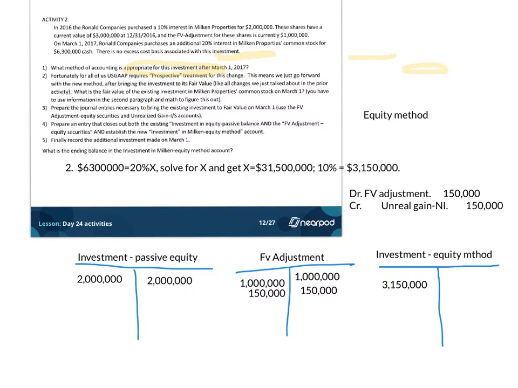There you go. So that I showed you number 4 is a journal entry. I just showed you in the T accounts what it looks like. Okay, it would have a debit to investment equity method, and it would have a credit to investment passive equity, and it would have a credit to fair value adjustment for 1,150,000. And that would zero those accounts out and leave me with just the new equity method investment.